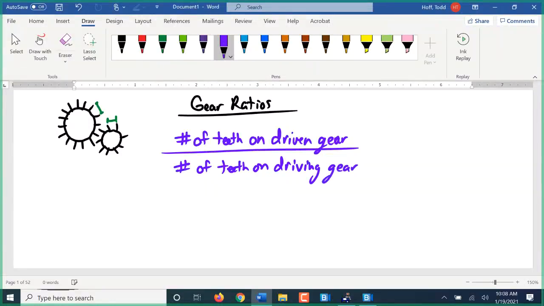How do I know which is which? Well, the driven gear is the one that's not connected to power. If I separate the two gears, the driving gear will keep turning because it's connected to power. The driven gear will stop because it's only turning because the first gear was driving it, was forcing it to. So that means I need more information over here to create a gear ratio.